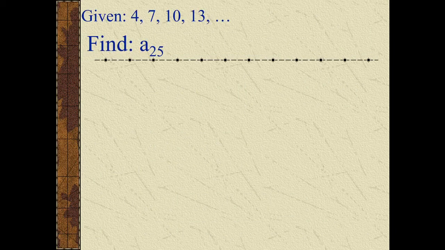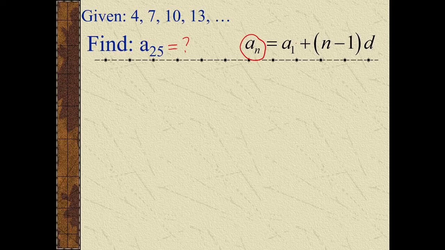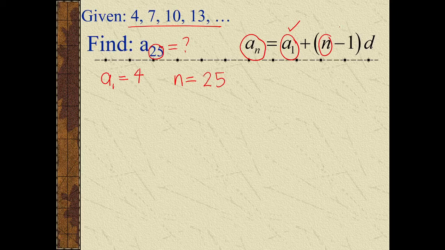You are given 4, 7, 10, and 13. You are gonna find the 25th term. Take note of this formula. So we are looking for a sub n, and a sub n is simply a sub 25. Now, what is the first term in your sequence? The first number is 4. So, the first term is already given. What about n? What is the value of n? There you go. That's 25. So, our n is okay.